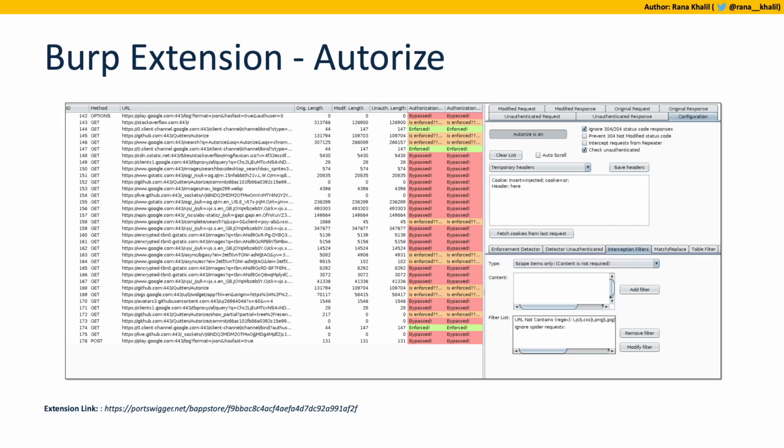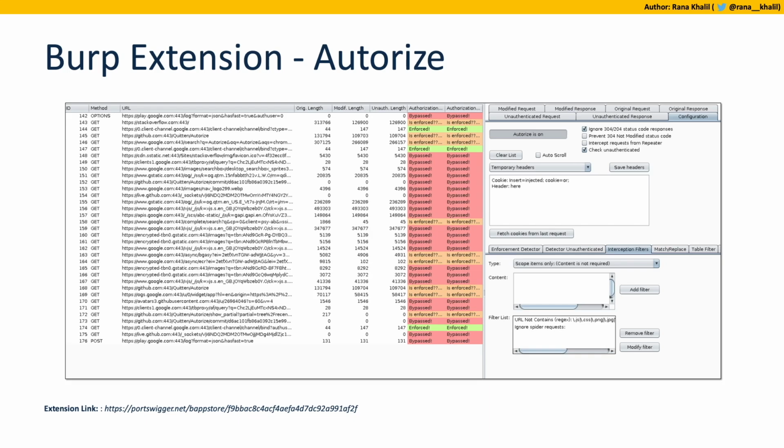Now, the way it identifies that is based on a few factors, but the main one is really the length of the request. So you could see over here, if the length is different, then the access control rule could potentially be enforced. However, if the length is the same, then the access control rule is bypassed, and sometimes you get the "Is enforced?" result, and what that means is it's potentially enforced, but the extension is not sure. So you could see that it doesn't really automate the entire process for you.